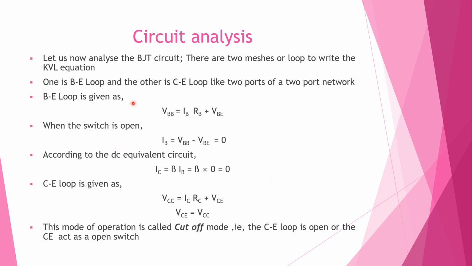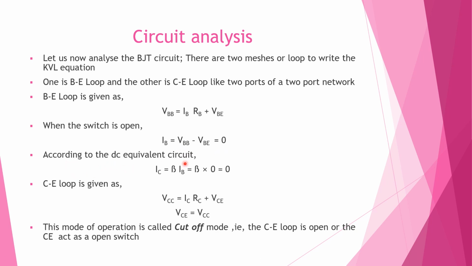So let us now do the analysis through KVL equation. There are two meshes or loops to write the KVL equation. One is, as I told, the base emitter loop, and the other is the collector emitter loop. It's just like the two ports of a two-port network. The base emitter loop is given as VBB is equal to IB RB plus VBE. So when the switch is open, VBB is 0, the bias is 0, and the voltage at the base terminal is 0. So IB is equal to 0.